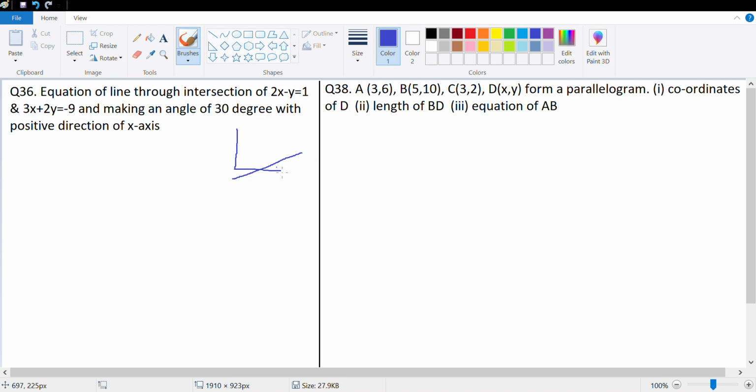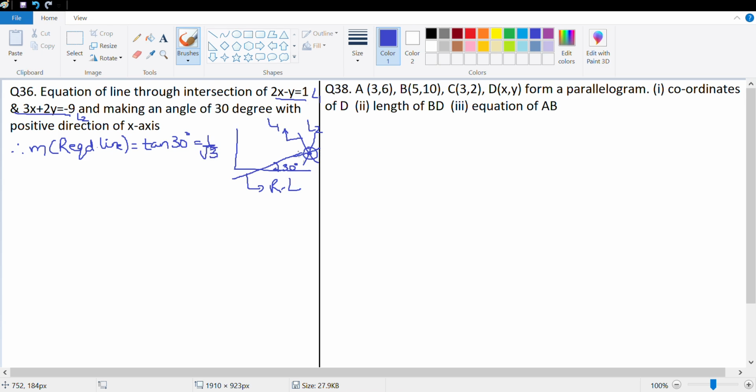So let's say this is my required line, this is 30 degrees, and it is passing through the intersection of L1 and L2. So this is L1, this is L2, and this is my required line. It is making an angle of 30 degrees. Therefore the slope of the required line will be given by tan 30 degrees, and tan 30 degrees is equal to 1 upon root 3. So the slope of this line is 1 upon root 3.